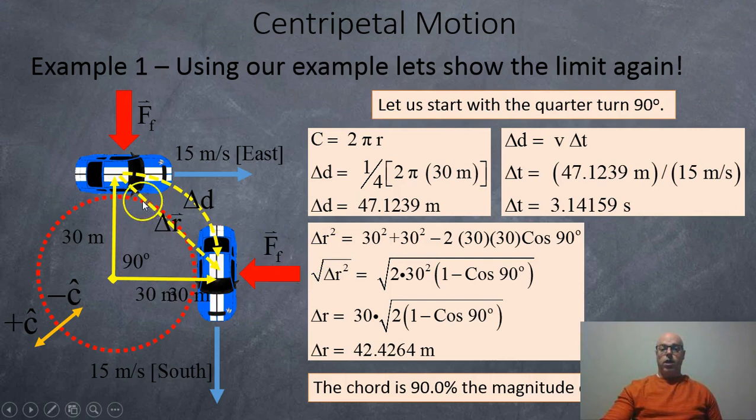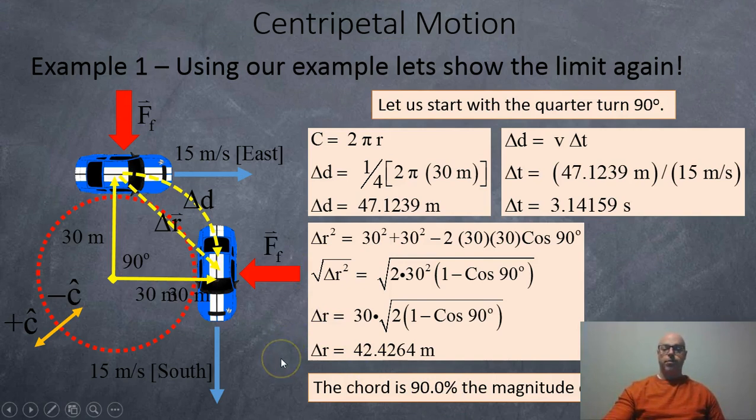So now to find the displacement, we're going to use the law of cosines, which looks like the Pythagorean theorem. So we got delta r squared equals 30 squared plus 30 squared, subtract 2 times 30 times 30 times cos 90. Cos 90 is just a 0, so we could have gotten away with the Pythagorean theorem here, but I thought when we use the other angles later, it's just useful to use the same method every time. And when you work through the math, you will get a displacement of 42.4264 meters. So you'll notice that the chord is 90% the magnitude of the arc. So it's not quite the same yet.